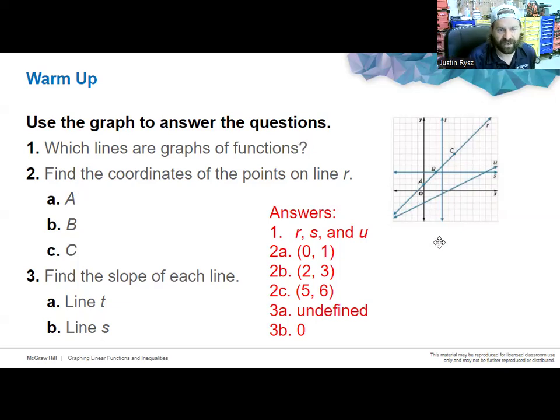Now find the slope of each line here. Line T is a vertical line. Vertical lines have an undefined slope. Line S is a horizontal line that has a 0 slope. For every other slope, we just count rise over run. Hopefully that wasn't too bad.